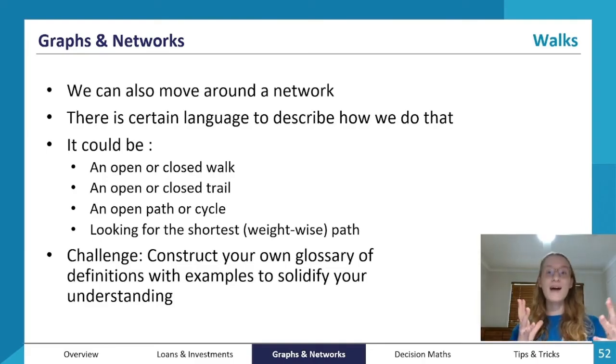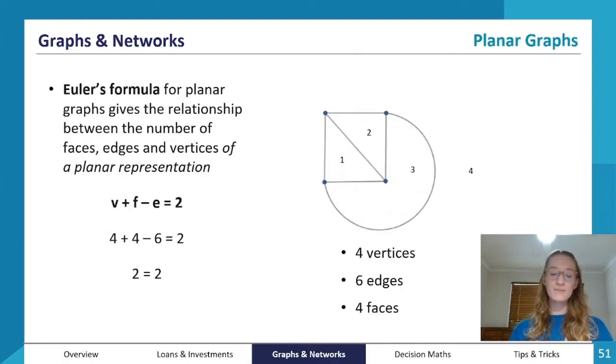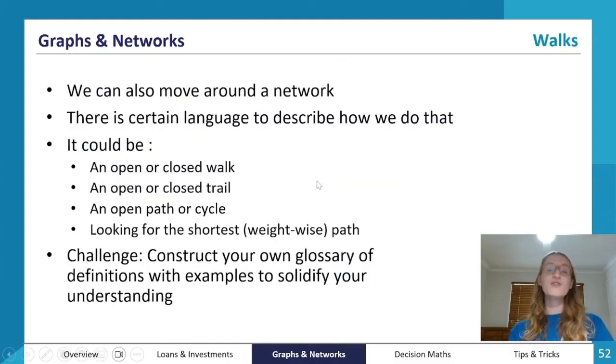So we've talked about a whole bunch of different things, and now we're up to the idea of walks. So walks are the idea that you can actually move around a network. So I could move from this point to this point along this edge. I could move along this edge. I can move around and around on the edges. So the idea that we can move around the networks is often referred to as walks.